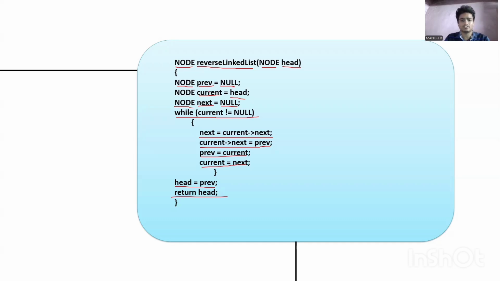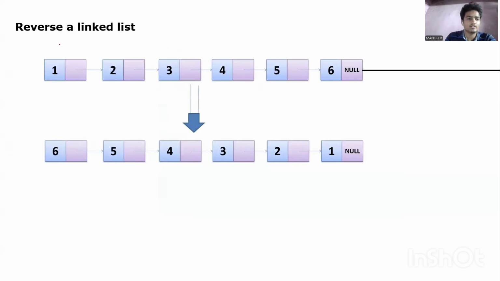Let us trace this program first, then you will understand it clearly. Initially, the head is pointing here. I will take it as head H, and according to the code, the current is pointing to the head also. The next is null initially, and the previous P, I will represent as P, is also null.